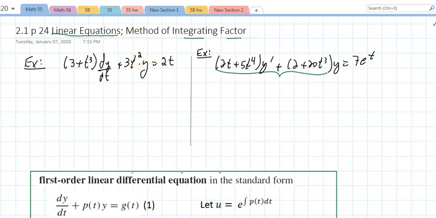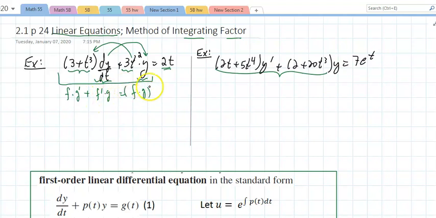If I wanted to solve the following problem, I'm trying to figure out what it is that you take: 3 plus t cubed times its derivative plus 3t times the function, and that gets you 2t. If you glance at this for a while, do you notice that this is the product rule? Do you notice that this is the derivative of this and this is the derivative of that? That's like saying f times g prime plus f prime times g. Wouldn't that be f times g prime?